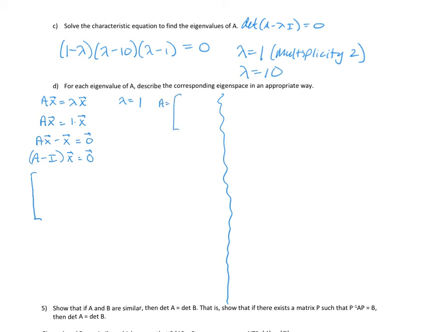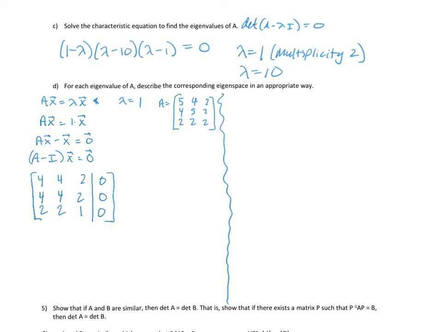A was, from the very beginning of this question, 5, 4, 2, 4, 5, 2, 2, 2, 2. So I have to do that minus the identity. So 4, 4, 2, 4, 4, 2, 2, 2, 1. And I want to augment that with zeros and solve it. So the solution set to this system is all the x's that make this equation true. That's called the eigenspace.